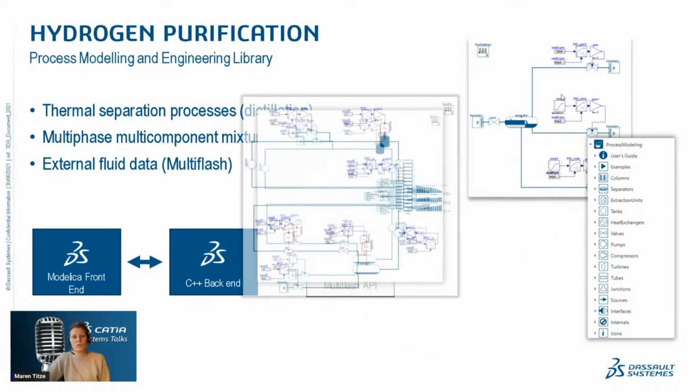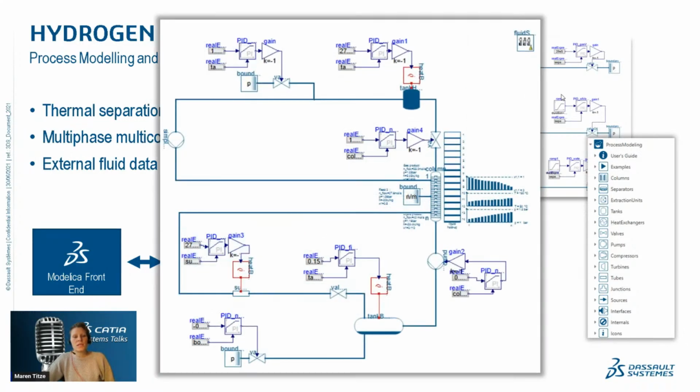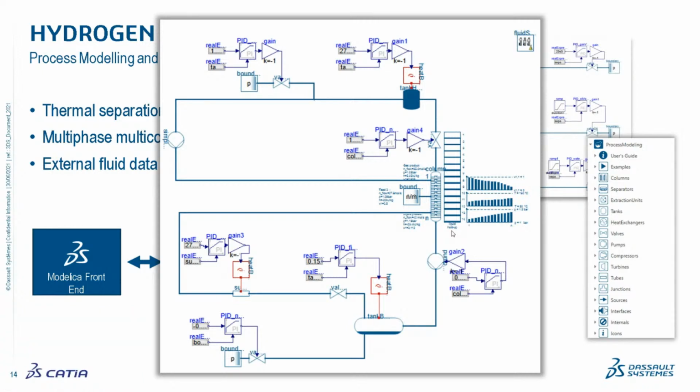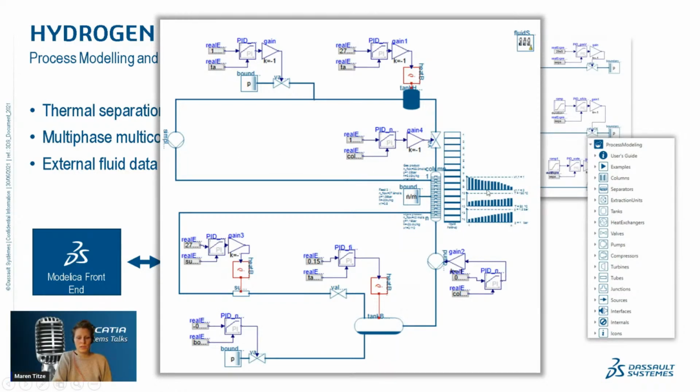If we have a closer look at one of them, we can see there's a distillation column in the middle here, which is the heart of this system, but also in general of the library. But we do also have other components like tanks, pumps, or valves in order to simulate this whole system.